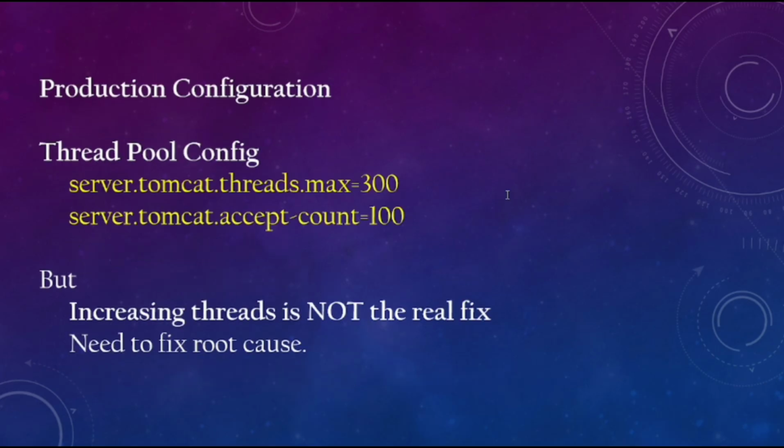In production systems, thread pool configurations are tuned carefully based on traffic. For example, maximum thread count and queue capacity can be increased, but increasing thread count alone is risky because if the root cause still exists, additional threads will also become blocked. That is why production engineers focus primarily on root cause analysis.